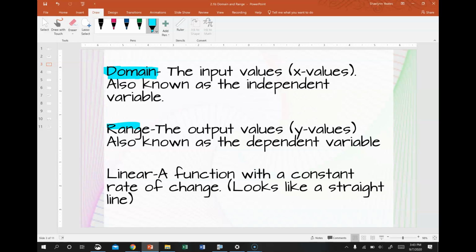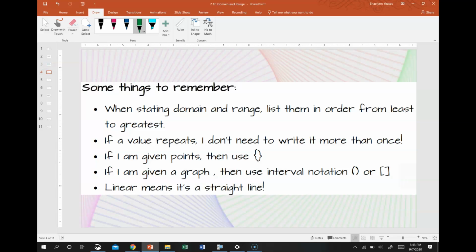The range is the stuff that you get out. Okay, so these are the values that you get out of the equation. They're output values, or y values, or dependent variable. They're the stuff we get out. And then we know that a linear function is a function with a constant rate of change. It looks like a straight line. Okay, we're going to be giving the domain and range, and then we'll be looking at if something is linear or not.